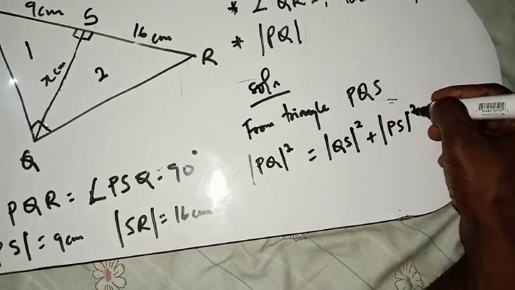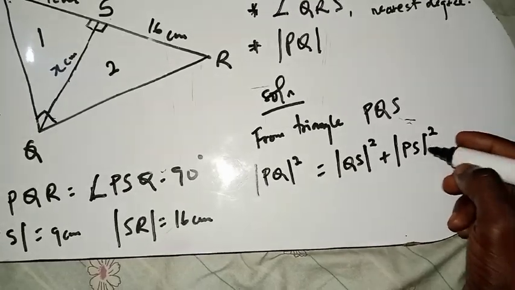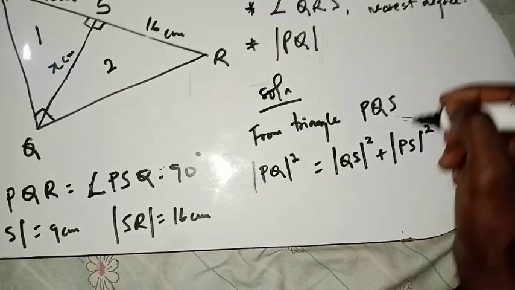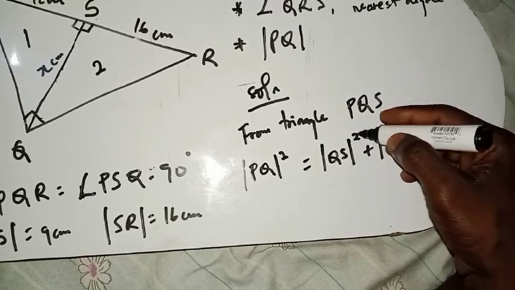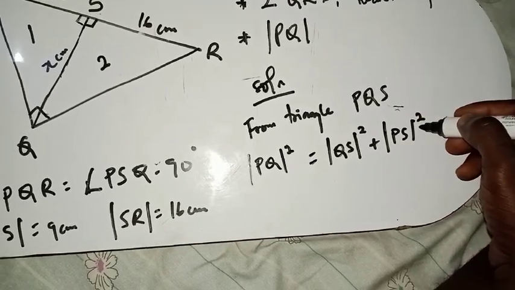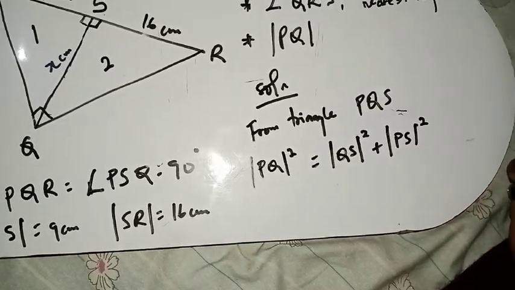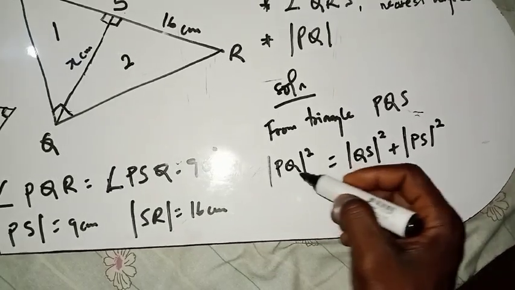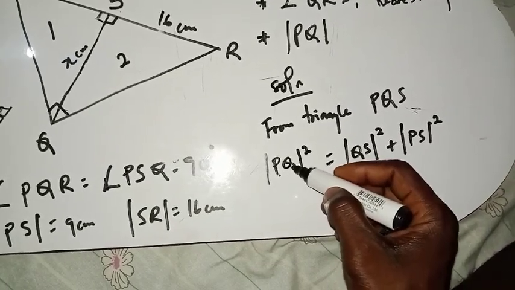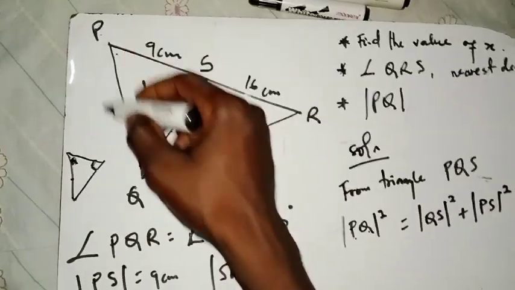PS square. We are not using anything new here other than the Pythagoras theorem. So that says that the hypotenuse square is equal to the adjacent square plus the opposite square, right? Okay, now we don't know the value of PQ here because we are not given the PQ from the question.